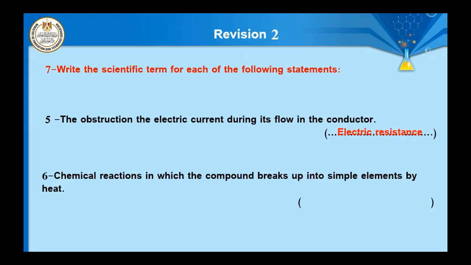Number six, chemical reactions in which the compound breaks up into simple elements by heat. It is a very important definition and very easy. Chemical reactions in which the compound breaks up into simple elements by heat. It is one of the types of chemical reaction which is called thermal decomposition. How can we know? Yes, he said that it breaks up into simple elements and also by heat. So the definition of this concept represents thermal decomposition.